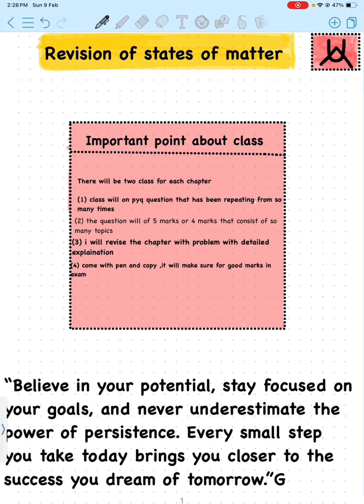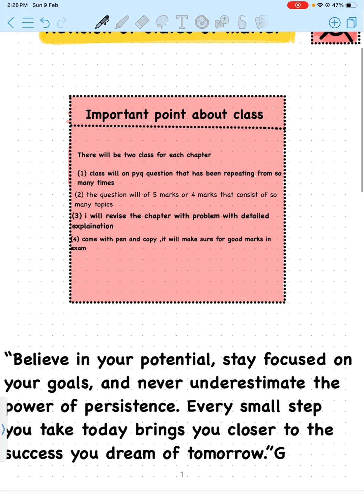Today we are going to revise the chapter States of Matter. In this chapter, there are some important questions that have been repeating for many years, because through those questions we can revise the topics and the theory also. So our plan is to revise the chapter through questions. Some important points that you should note before coming into the class are written here.